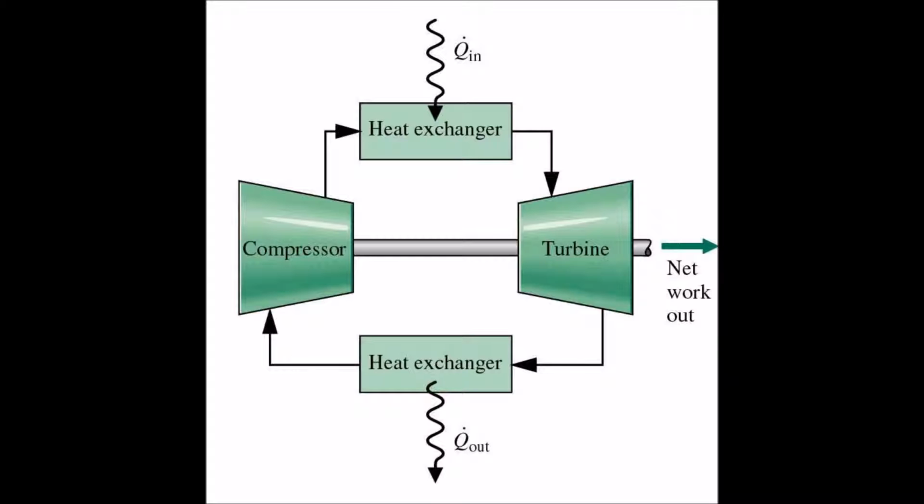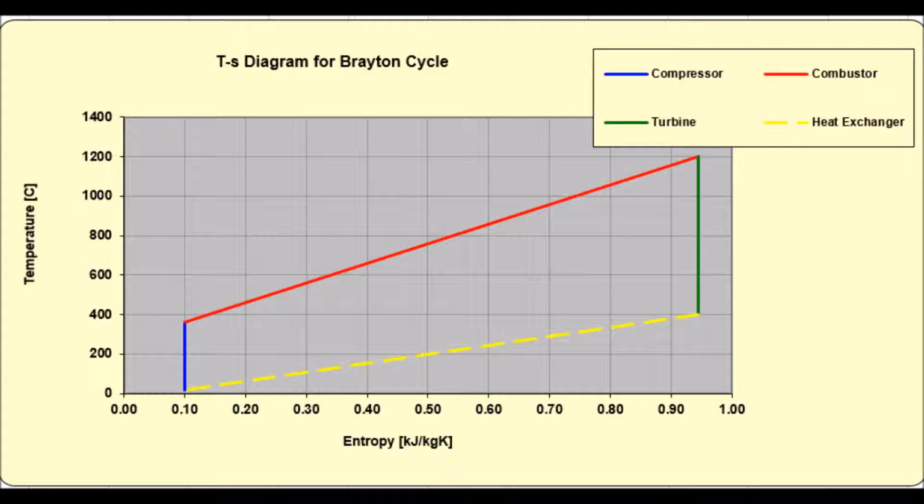The high-temperature gases then expand through a turbine, creating rotational energy which drives the compressor and any auxiliary equipment. The hot gases are then exhausted to the outside, and in the case of a cogeneration power plant, they are harvested to create steam. Here we have an entropy versus temperature graph for the Brayton cycle.